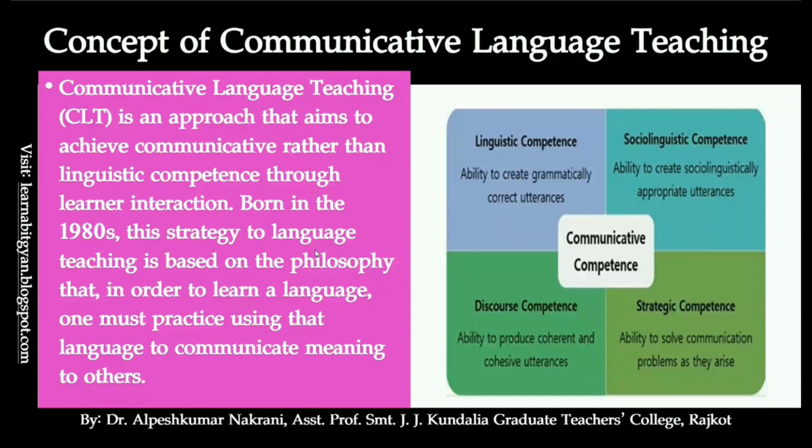Even though you are correct grammatically, you may not be correct in the social context. The sentence may not be correct in that social context. Then discourse competence. It is the ability to produce coherent and cohesive, appropriate utterances. Then strategic competence means your ability to solve communication problems. Whatever situation demands, you should be able to cope with the situation and communicate.